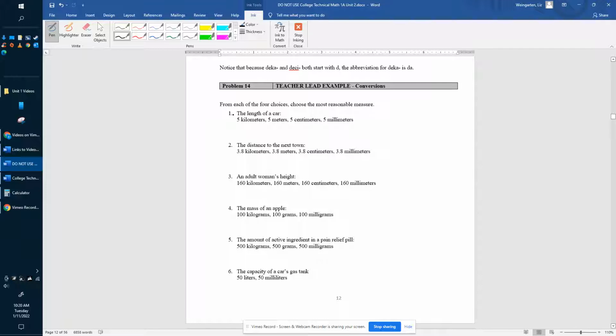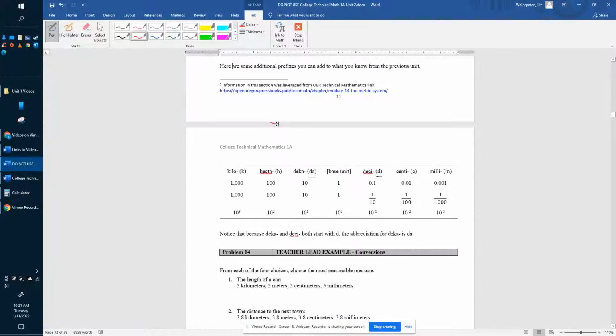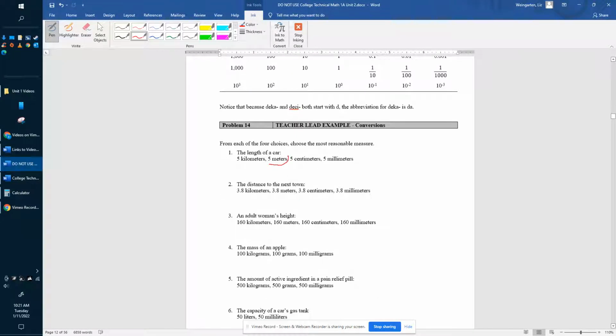Let's look at some of these problems. For each of the four choices, choose the most reasonable measure. The length of a car. What would the length of the car be? 5 kilometers? Highly doubtful. 5 kilometers is what you would run. They have Thanksgiving challenges that are 5 kilometers long. I can't imagine a car would be that long. 5 meters? It's a possibility. 5 centimeters? Probably not. If you look at 5 centimeters on a ruler, that's pretty small. 5 millimeters is even smaller. So our most reasonable choice is going to be 5 meters.